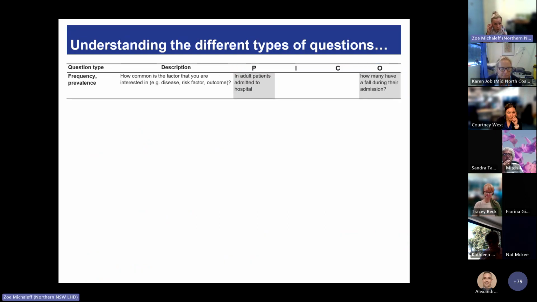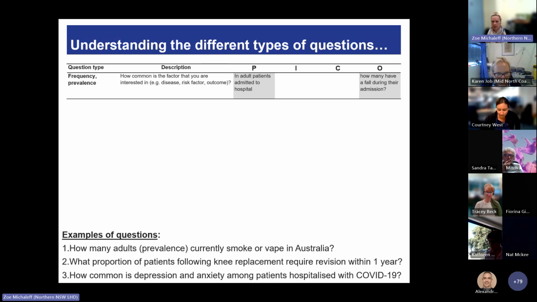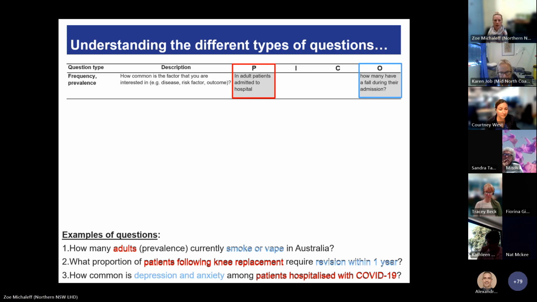It's related to frequency or prevalence, so how common a disease, risk factor, or outcome is. In order to ask a well-defined and answerable question, you need to define the population, the adults, patients following knee replacements, or patients hospitalised with COVID-19, and the outcome, for those who smoke or vape, revisions within 1 year, or how common depression and anxiety is.